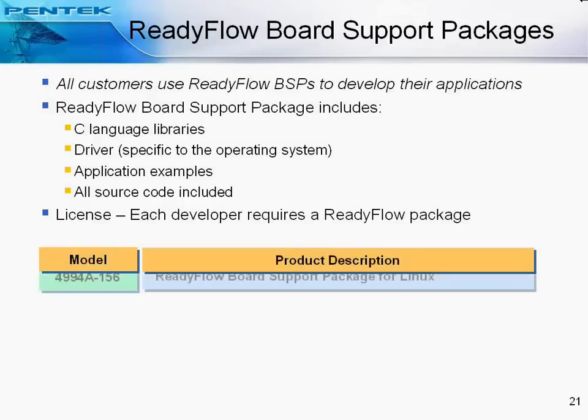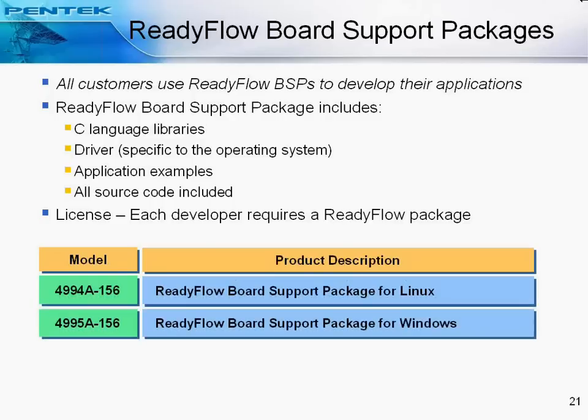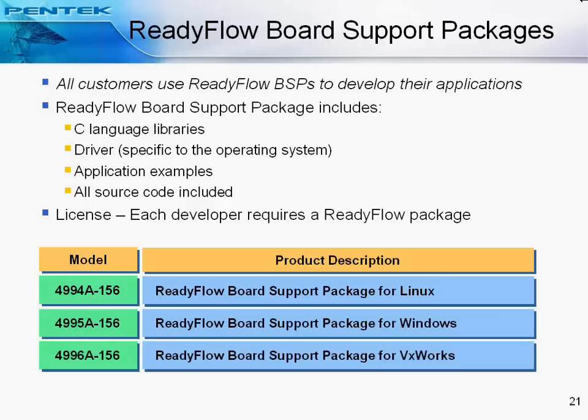And the way it's sold is as a model 4994A156. That would be ReadyFlow for developers working in Linux. A 4995A156 would be developers working in Windows, and a 4996A156 are for developers who want to target VxWorks as their operating system.